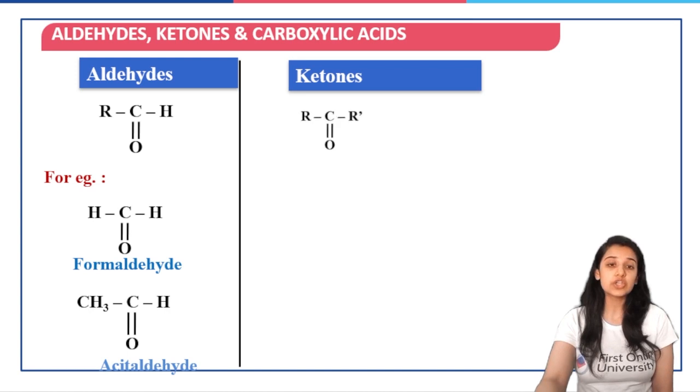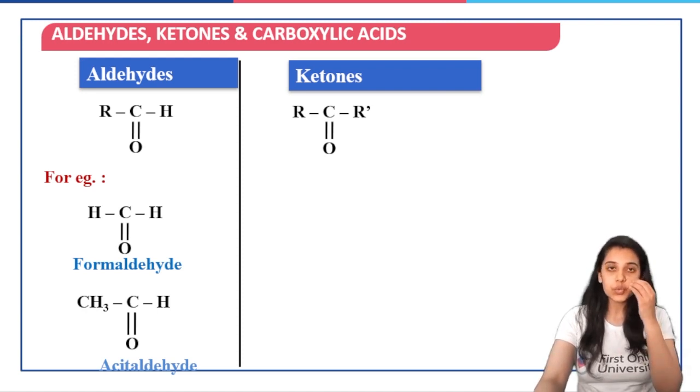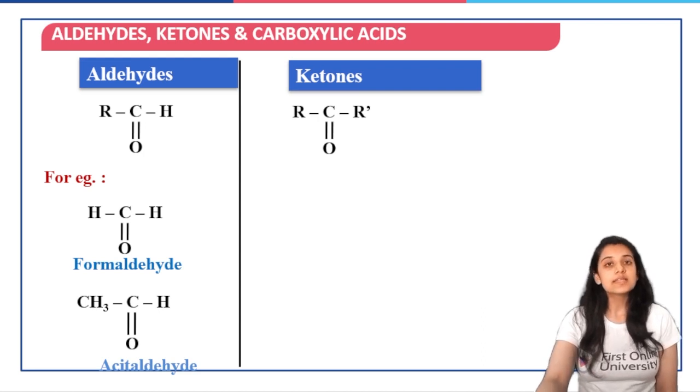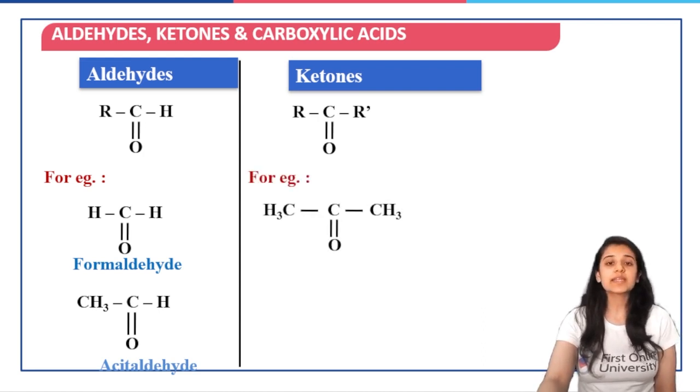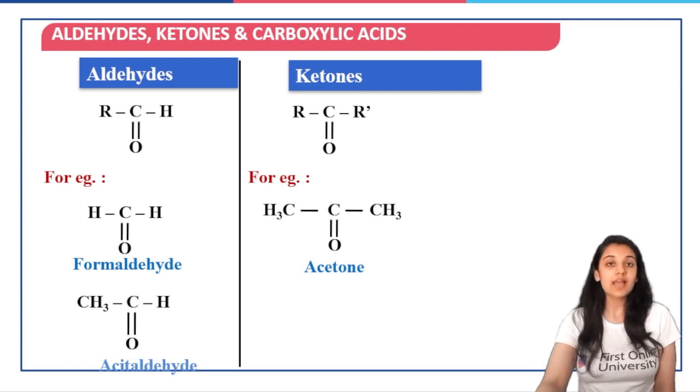Next we have ketones. As I've already told you, in case of ketones, the carbonyl carbon will have both the R groups attached to it. These two R groups can be same or different, depending upon the compound that we are talking about. So, if you're talking about propanone, then both the R's will be equal to CH3. Let us have a look at the example. The first one is propanone, that is known as acetone. We rarely call it propanone. The common name, acetone, is the most commonly used term here.